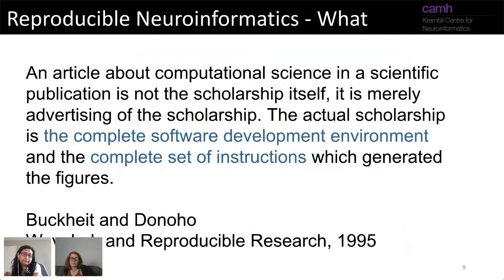Okay, so reproducible neuroinformatics as a definition in our world: computational science in a scientific publication is not the scholarship itself, it's merely an advertising of the scholarship. So actual scholarship, or reproducible scholarship, is the complete software development environment and the complete set of instructions that were used to generate the figures. So this is the idea. Reproducible science is about giving all of the information you need to actually regenerate somebody's scientific results.